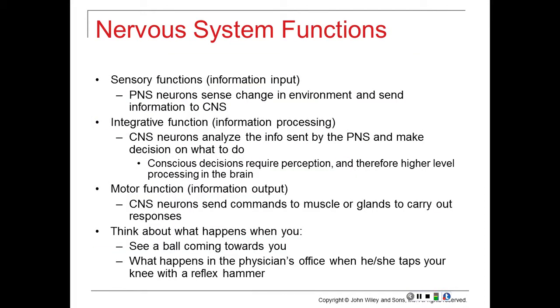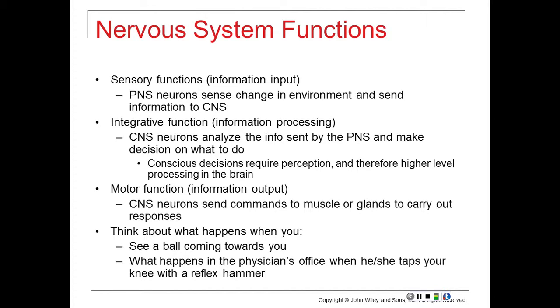So this is looking at the same information but in word form instead of in graphic form. The sensory input is our peripheral nervous system. Neurons are going to sense the change in environment, ultimately sending that information back to the central nervous system. There's an integrative function, or information processing, that has to go on, where our central nervous system is looking at the input and then deciding what to do. Is it going to respond, or is it just going to take that information into account with whatever the following decision steps are? This is where conscious decisions, which require perception and higher level processing, take place.